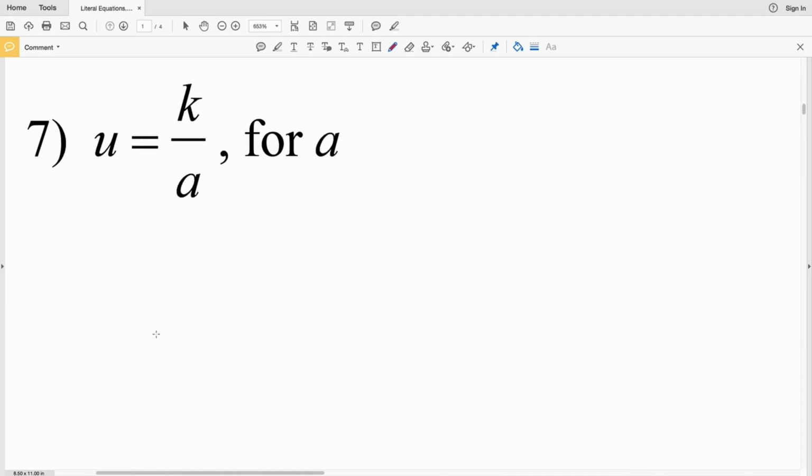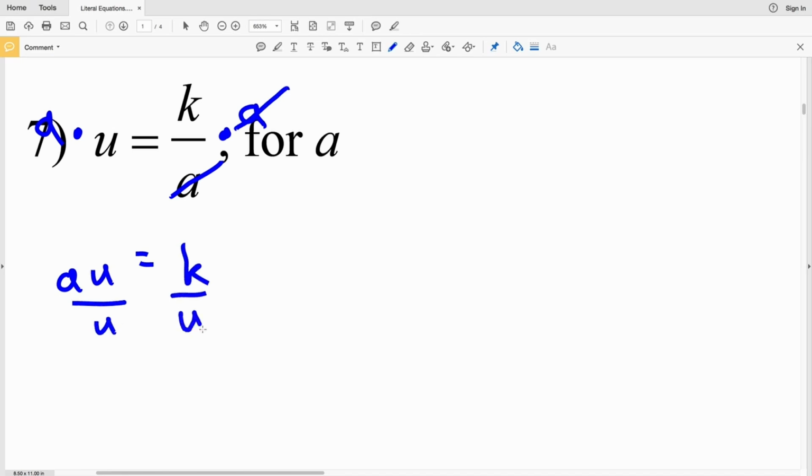In number 7, u equals k divided by a. We're solving for a, so we want this out from underneath a fraction. So we're going to start by multiplying both sides by a. When we do that, we'll have a times u, or au, and that's going to be equal to a divided by a is 1, k times 1 is k. Now we just need to divide by u to isolate that a. So we'll get that a is equivalent to k divided by u.